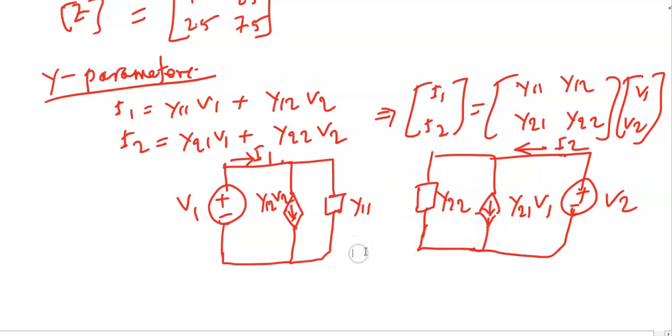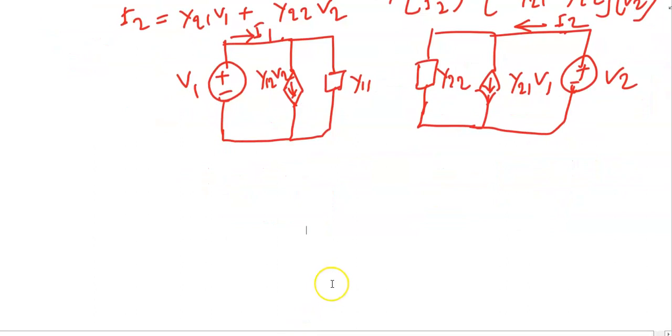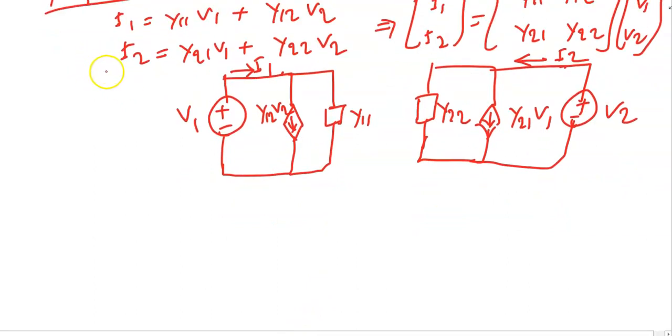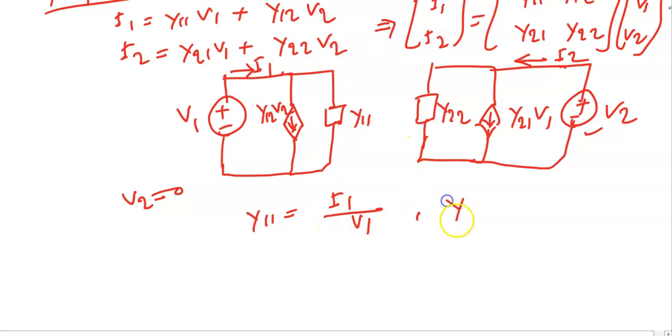So how the parameters are defined: just look at the equations here. You short circuit one port and calculate two parameters, and short circuit the other port and calculate the other two parameters. So when I short circuit the output, V2 equals 0. When I short circuit here, that means this will be short circuited, V2 equals 0, that means Y11 is equal to I1 upon V1, and Y21 is equal to I2 upon V1.